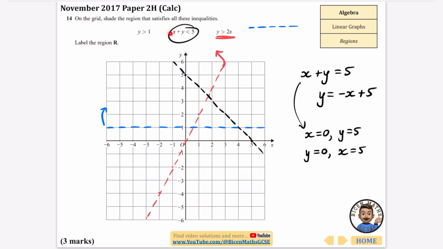This one's a bit trickier. It's saying the x plus y is less than 5. Well, it's saying that the x and y-coordinates add up to less than 5. That means it's going to be below this black line that we've got here.